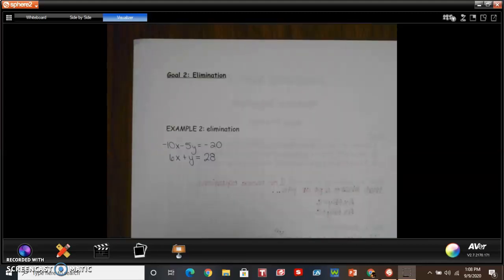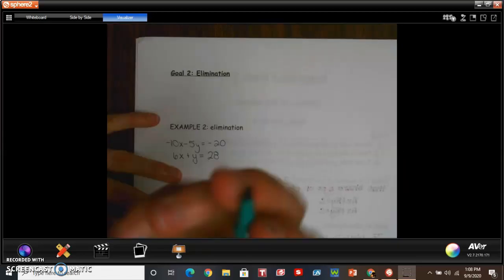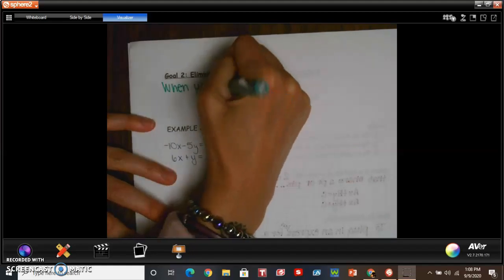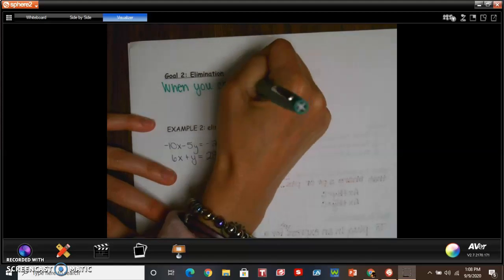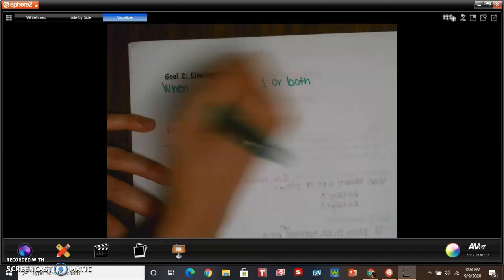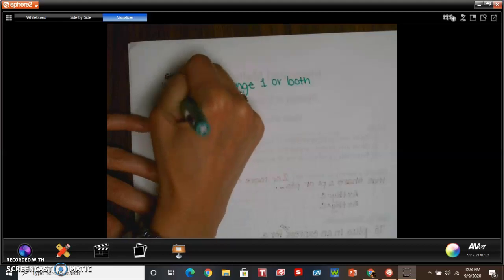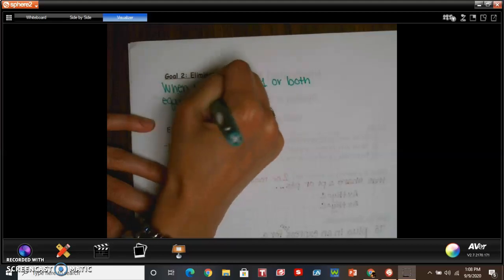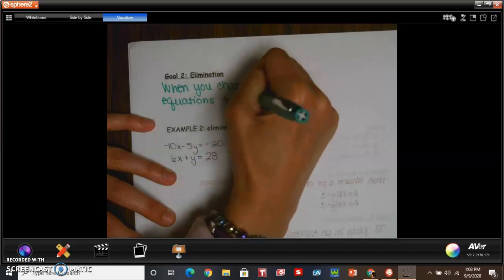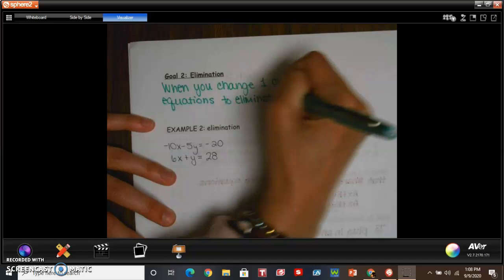Now let's talk about goal 2, elimination. So what is elimination? Elimination is when you manipulate or when you change one or both equations to eliminate a variable.